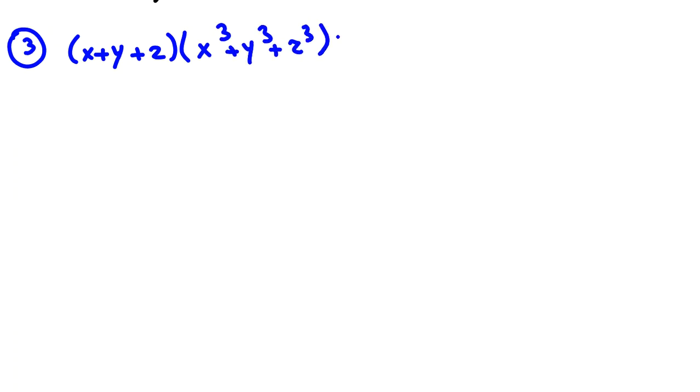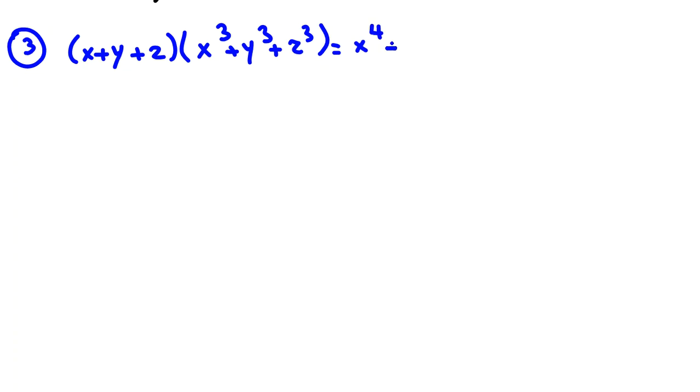Third identity, you can say (x plus y) times (x cubed plus y cubed plus z cubed). It's an easy identity, I just want to show it. If you have something like this, then the only thing needed is to multiply. You say it's not a special identity. I just want to show you.